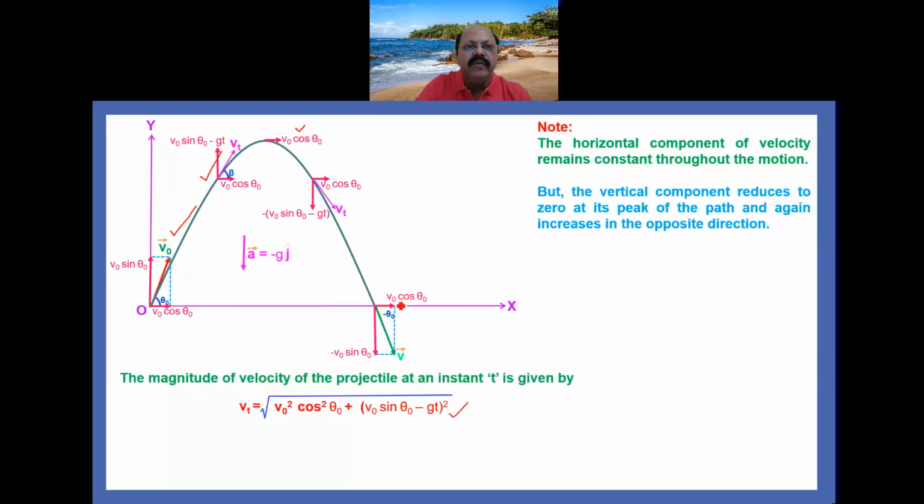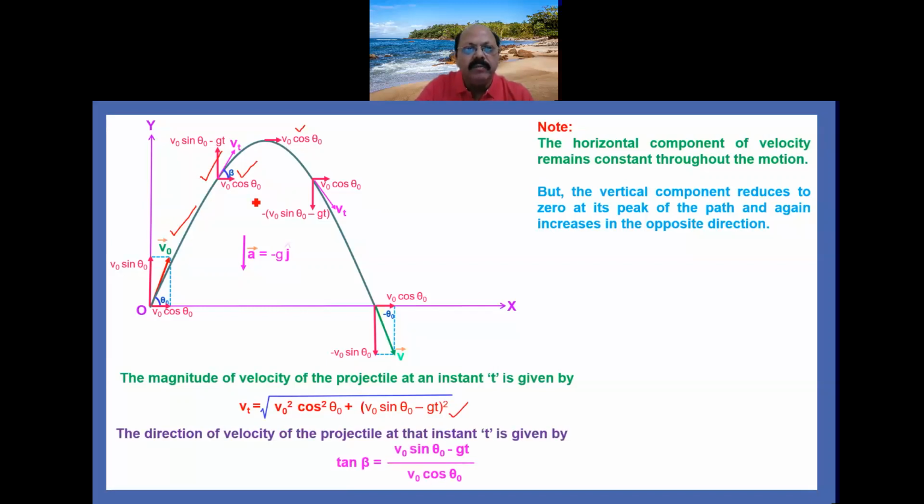Similarly, we can find the direction of this Vt. Suppose it makes an angle beta with the horizontal component v naught cos theta naught. Then tan beta is v naught sine theta naught minus gt upon v naught cos theta naught. So by these equations, we can find the magnitude of the velocity of the projectile at an instant of time t and the direction of the projectile at that instant.